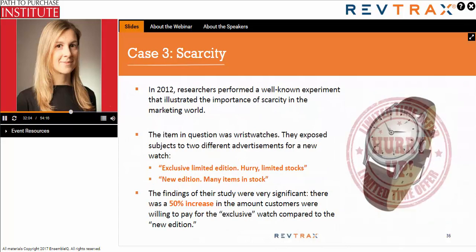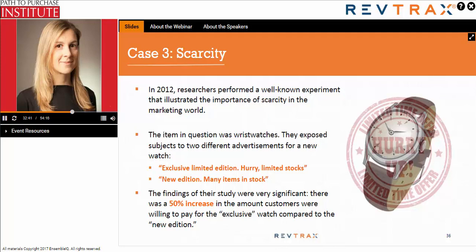One of the examples to show this appeal is a well-known experiment that illustrated the importance of scarcity in the marketing world. The item in question here was wristwatches, and the researchers exposed subjects to 2 different ads for a new watch. And again, from the traditional economics perspective, this is an identical watch. You can see it. It's available for you to buy in front of you. So traditional economists would really say this is irrational, illogical behavior.